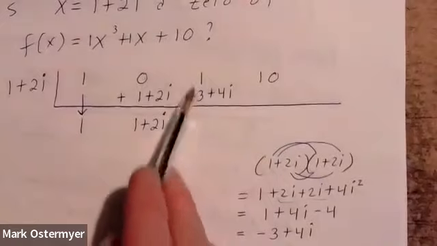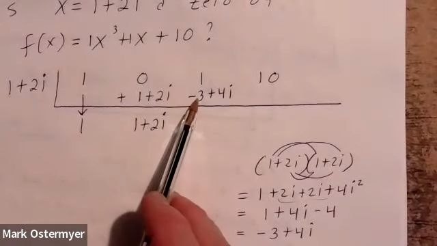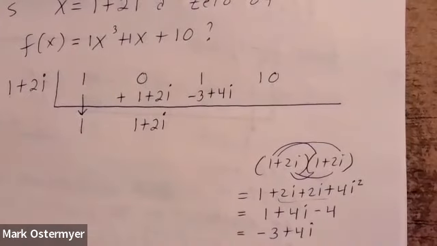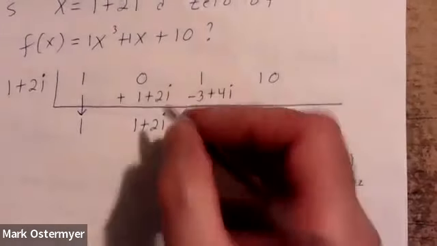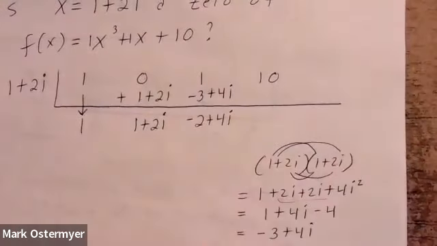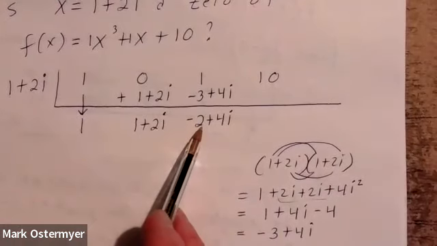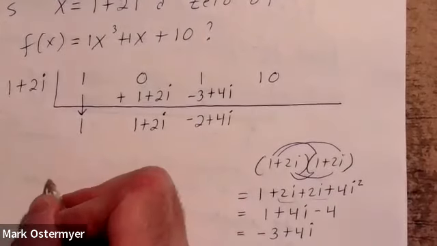Now we add these together. You can only add real parts together and imaginary parts together. Don't add real and imaginary parts together. So 1 plus a negative 3 gives us a negative 2 plus the 4i. Finally, one last thing: we have to multiply 1 plus 2i times negative 2 plus 4i. So I will do that right here.